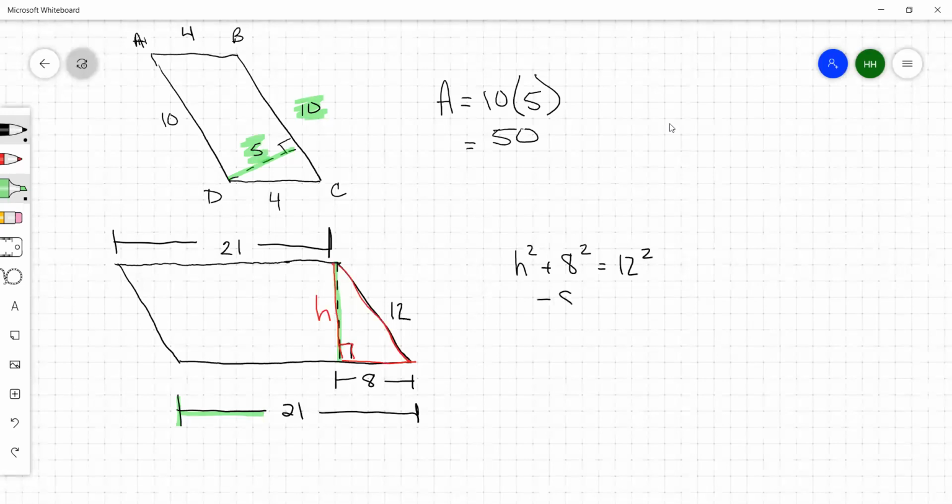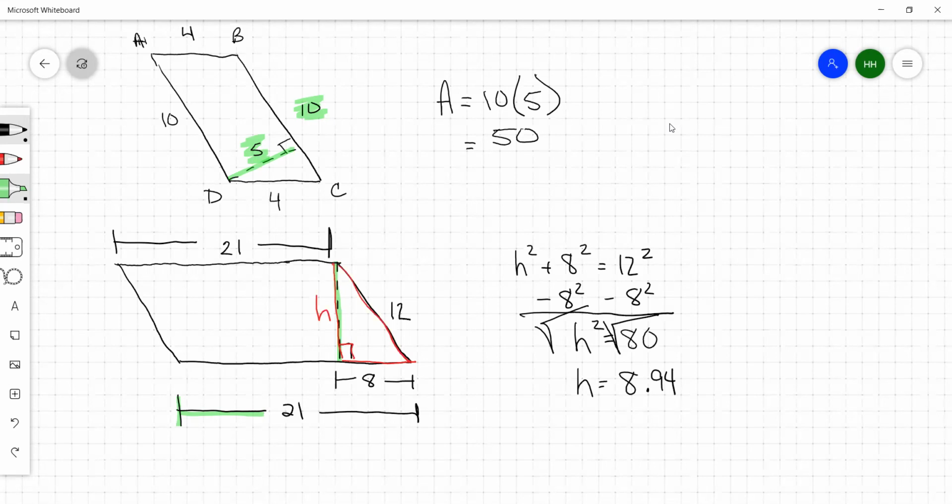So if you subtract 8 squared from each side, then h squared equals, you can do that in your calculator. Type 12 squared minus 8 squared. My calculator says 80. And then if you find the square root of both sides, you get 8.94.